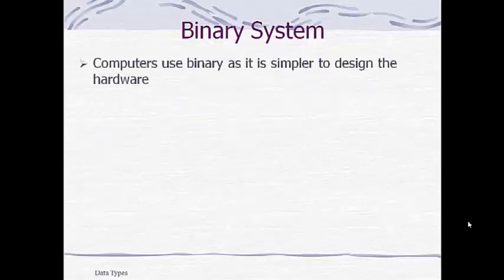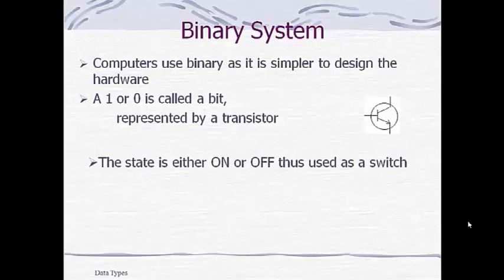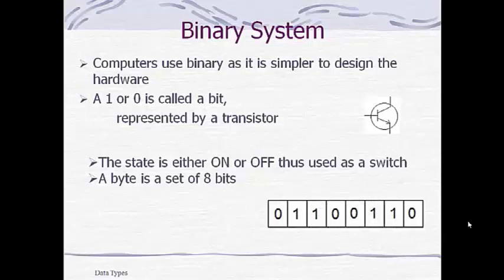Computers use binary as it is simpler to design the hardware. A 1 or 0 is called a bit, represented by a transistor in the hardware. The state is either on or off, thus used as a switch. A byte is a set of 8 bits. So in the hardware there are 8 transistors representing a byte, which are either on or off.